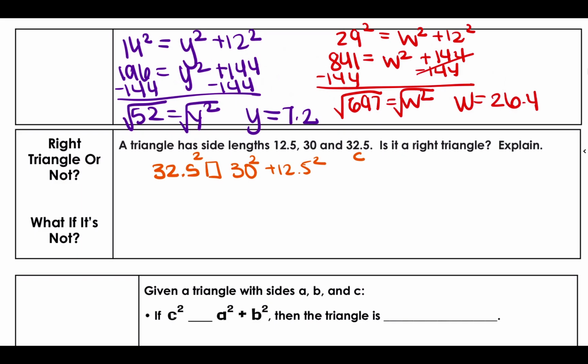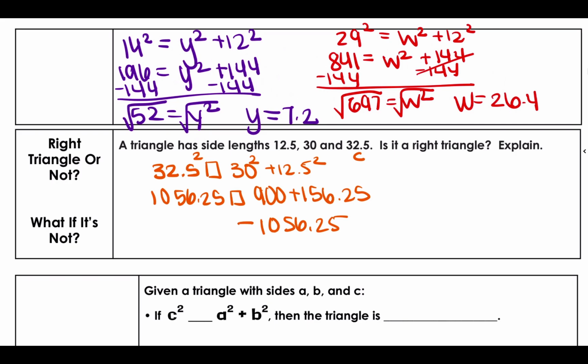So 32.5 squared is 1056.25. And compare that. 30 squared is 900 plus 12.5 squared is 156.25. If you add that together, we get 1056.25, which is equal to 1056.25. So yes, these side lengths create a right triangle because it satisfies the Pythagorean theorem.